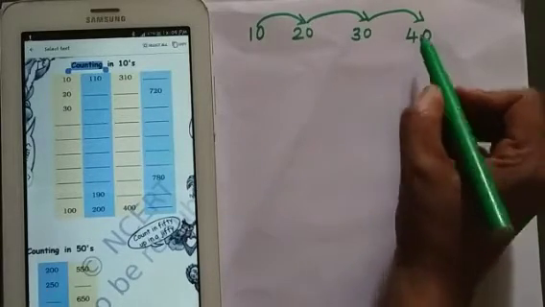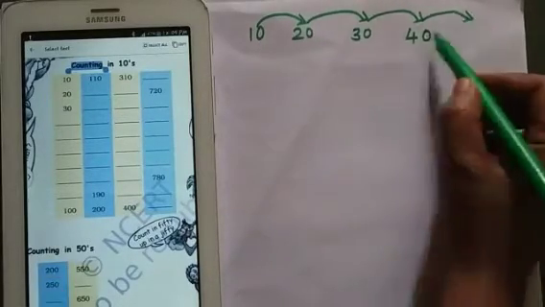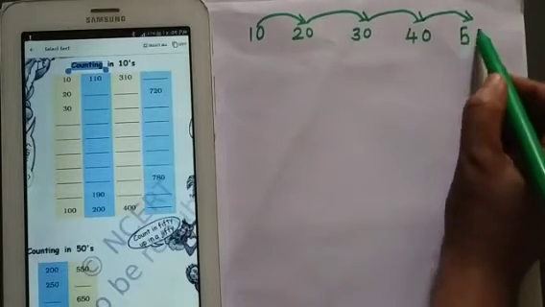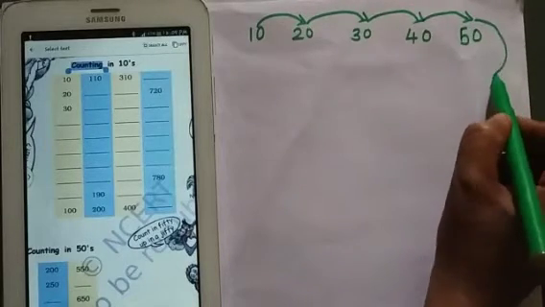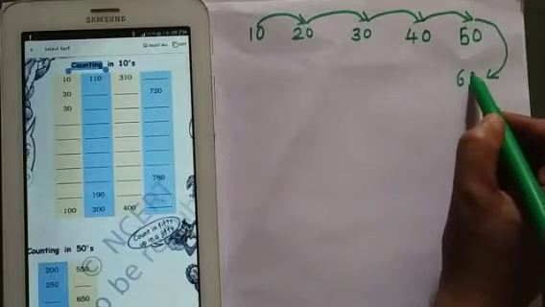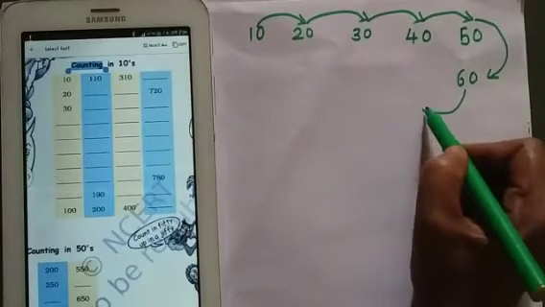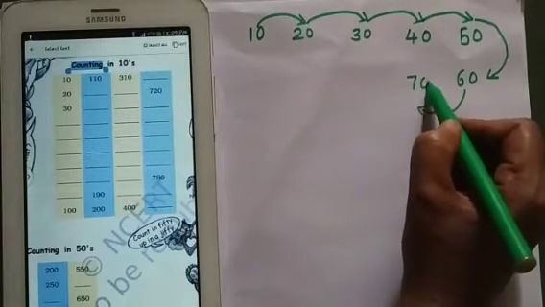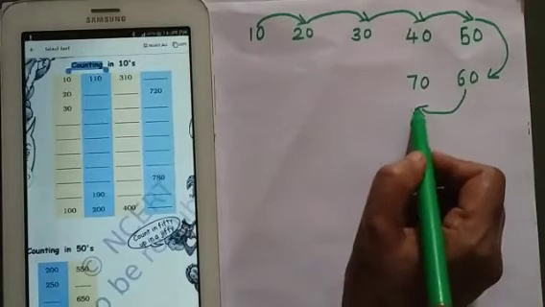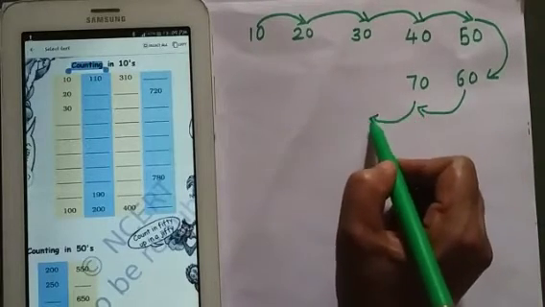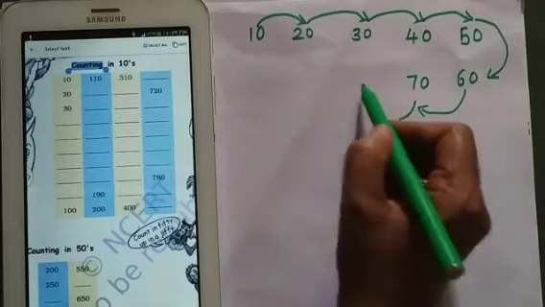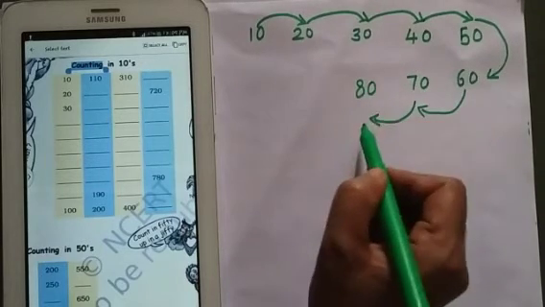So see here. After 40, skip 10, 50. After 50, 60. After 60, 70. Okay. Skip 10 numbers after 70. That is 80.